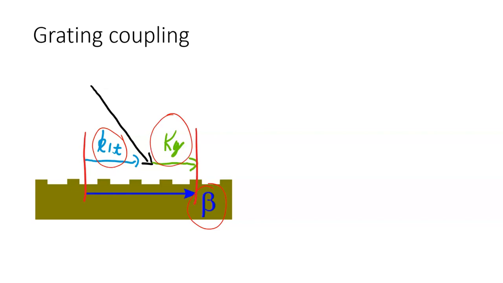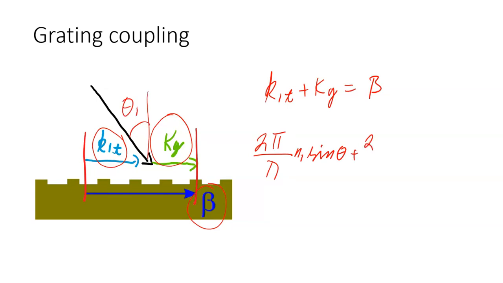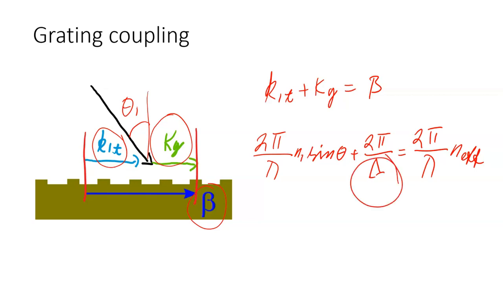This phase matching can be written as, and further, the propagation constant of the waveguide can be written as. From this, we can now solve either the desired period of the grating or the angle for coupling a certain mode.